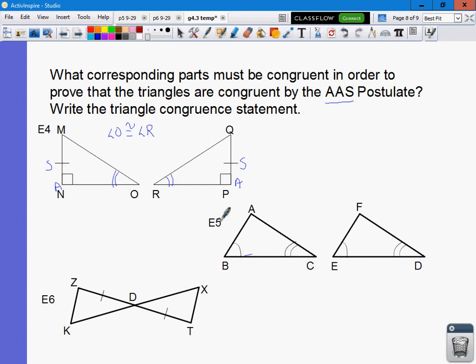Example 5 can be tricky because there's more than one way to answer this question. If I want to use angle, angle, side, what side can't I use? I can't use BC. I could use AB. If by chance I used AB, notice I have to go from 2 marks to 1 mark to that side. What would I have to use in the other triangle then? I'd have to use EF.